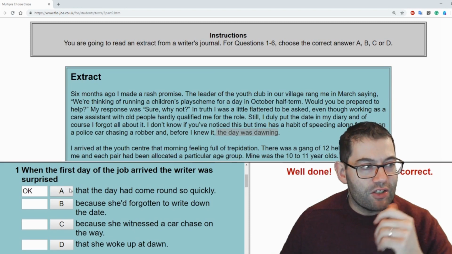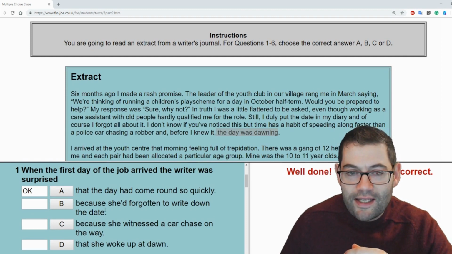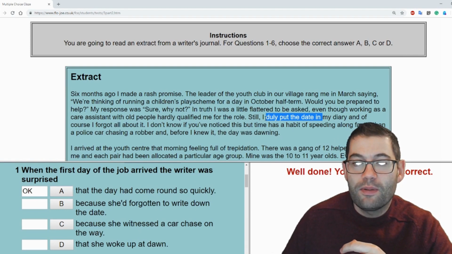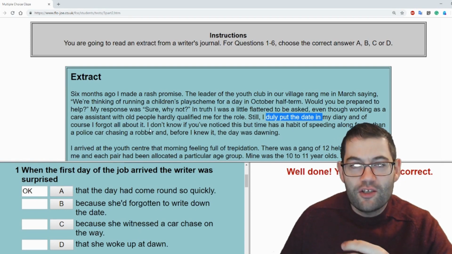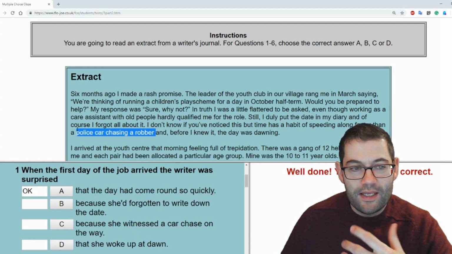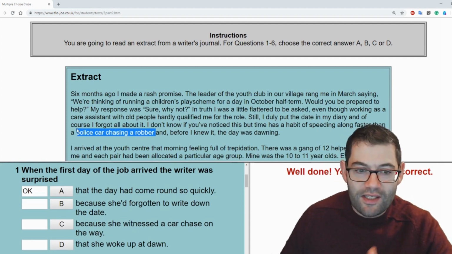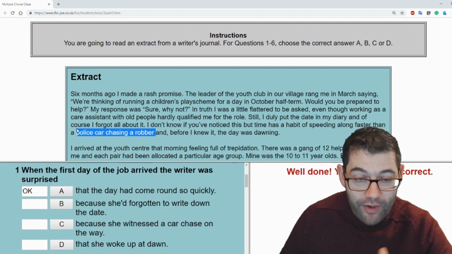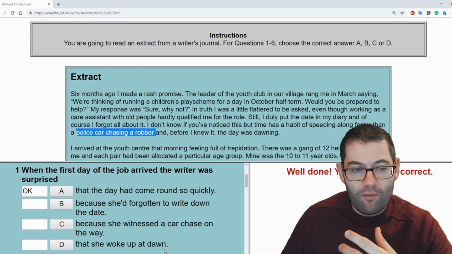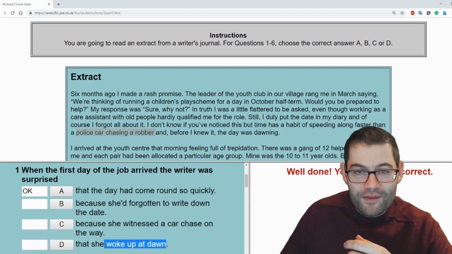If you see just over my shoulder, you'll see that it says well done. Did she forget to write down the date? I don't think she did. No, indeed, she says, I duly put the date in my diary, so it's not B. Did she witness a car chase? Nope. She uses this idea of a police car chasing a robber by way of explanation, not because she witnessed it, but just because she was using it by way of analogy. And was she surprised that she woke up at dawn? There's nothing in the text that points to that.